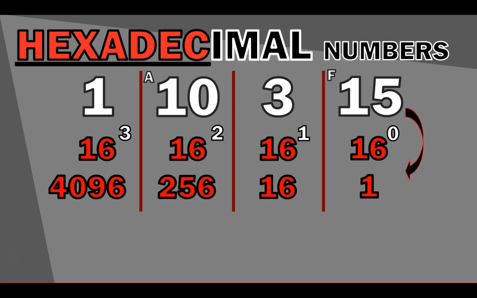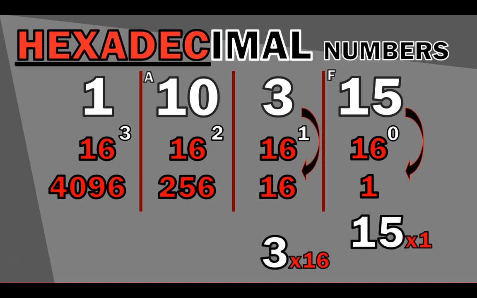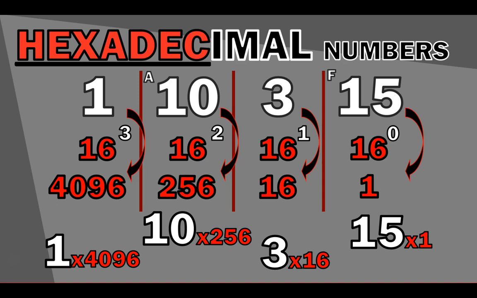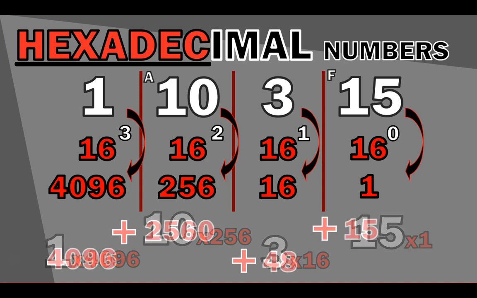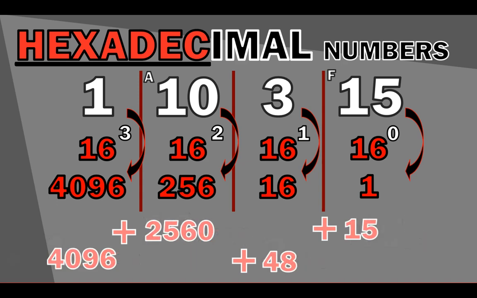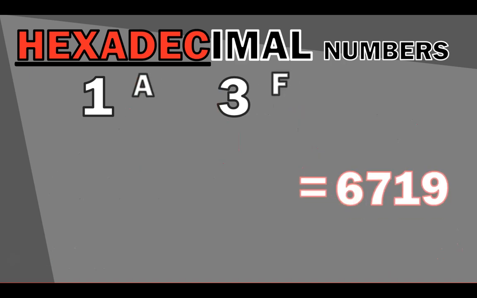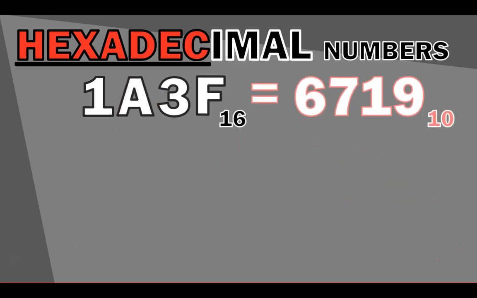We take each digit multiplied to the column value. So F, I mean 15 times 1, and then 3 times 16, and then A, I mean 10 times 256, and then 1 times 4096. And then we add these numbers together. So if we sum these products, we end up with a number of 6,719. So we see that 1A3F in hexadecimal is the same as 6,719 in decimal.